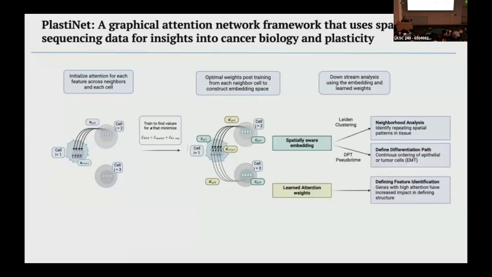This learned embedding can then be clustered, where each cluster represents a repeating spatial pattern in the tissue, also thought of as neighborhoods. We can also order cells of interest along a continuous trajectory using a walk-based pseudotime approach. In this case, we're looking at epithelial cell differentiation along the EMT spectrum. And finally, the attention weights learned by the model can provide insights into which genes or features are most important for defining relationships between cells. These weights can be analyzed to understand the key drivers and learned tissue structure. So to summarize, PlastiNet creates a spatially aware embedding using an attention mechanism on a graph, which can then be used for downstream analysis, in our case, to better understand extrinsic factors of EMT.